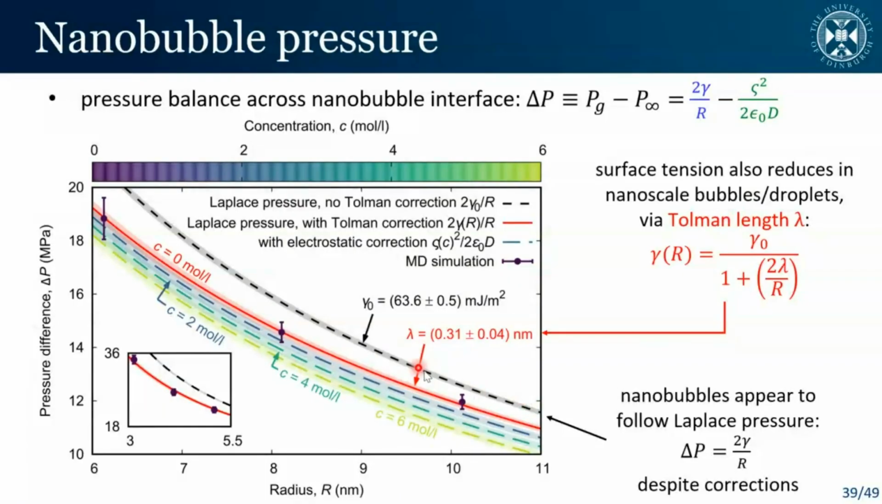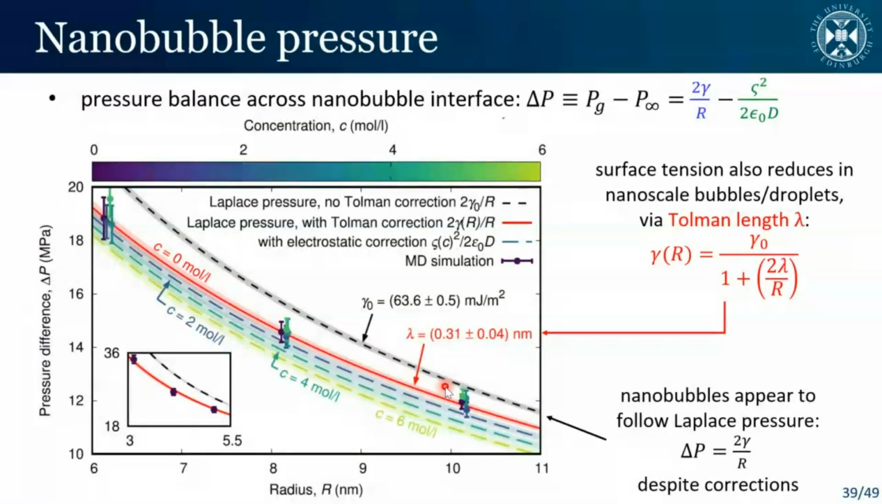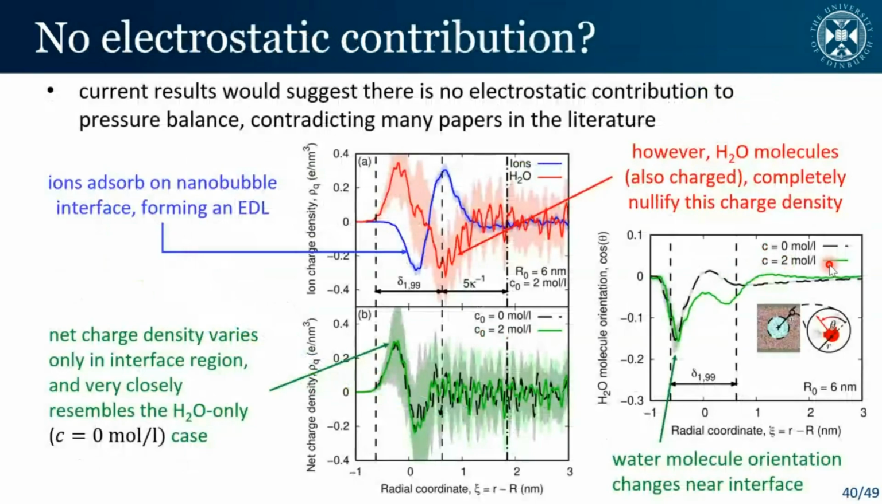There is some correction we have to make for the Tolman length. That just says the surface tension reduces slightly for smaller bubbles and droplets, but it's going to act the same for all the ionic cases. So this red line is our true Laplace pressure curve. But when we add the ions, what we were expecting or hoping to see is that they would fall along these lower dashed lines. That's the effect of this electrostatic stress. But instead, they all fall on the same line. So this pressure difference is governed just by this Laplace pressure term, and there's no evidence for this electrostatic stress, which would seem to contradict this popular model for electrostatic stabilization of bulk nanobubbles.